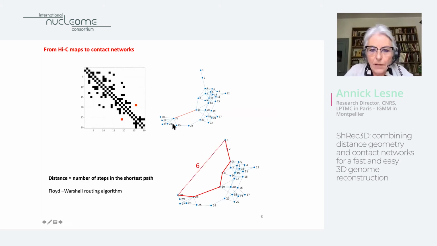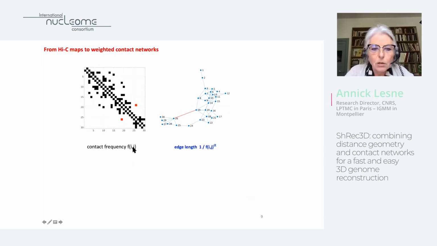The distance between any two nodes will then be what is called the graph distance, or the shortest path distance, that is, the number of steps to relate those two nodes. For instance, between node 1 and node 30, the minimal path contains 6 steps, so the distance will be 6. Such a shortest path distance can be computed with the Floyd-Warshall algorithm, which is a routing algorithm.